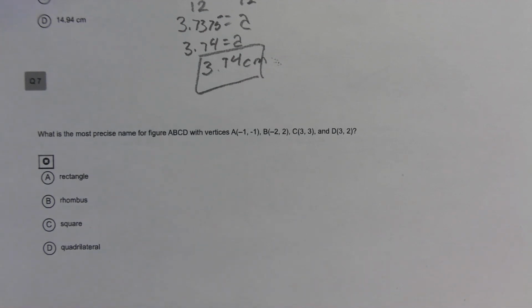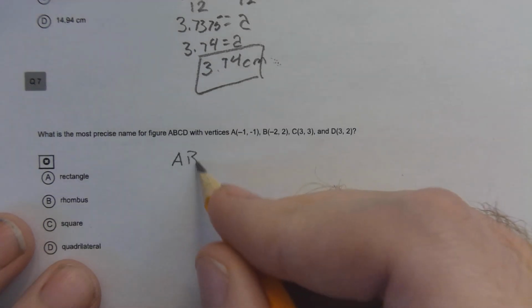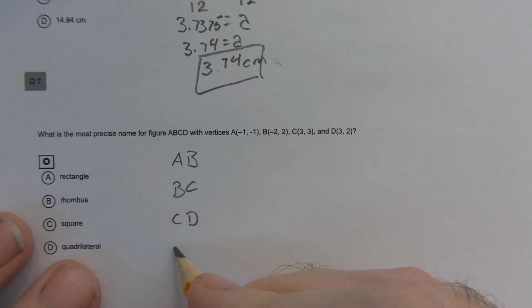Now, for question 7. Admittedly, question 7 is an annoying question. It's the question where you have to do the distance formula multiple times. You have to do AB, BC, CD, and then DA.